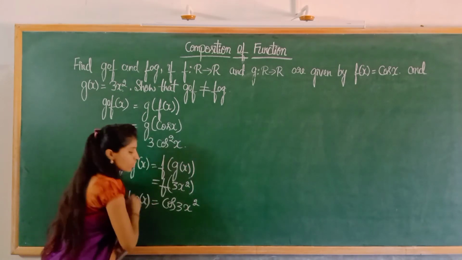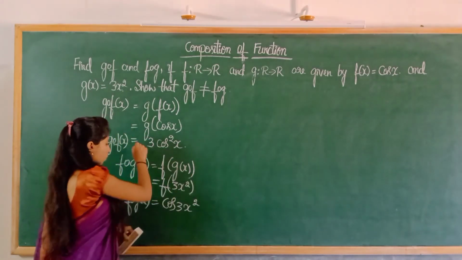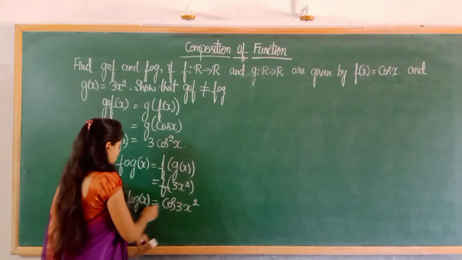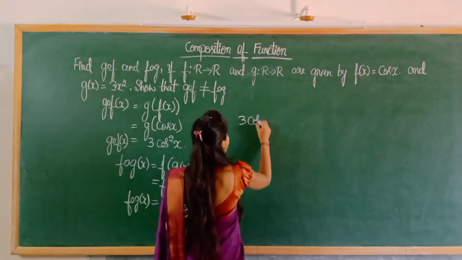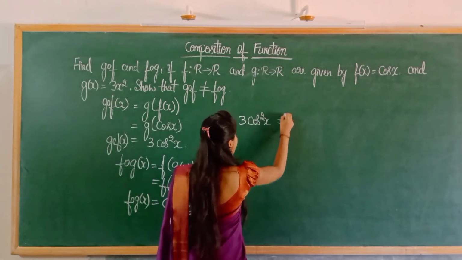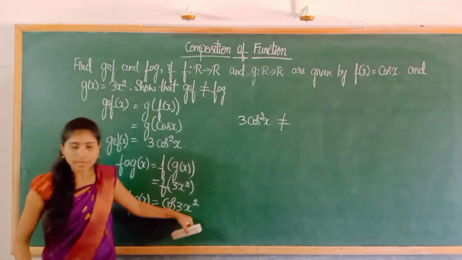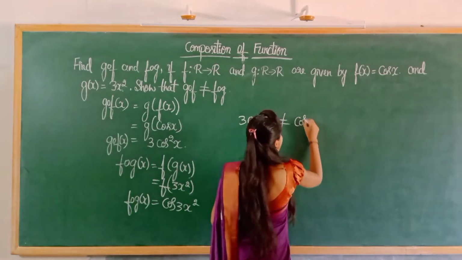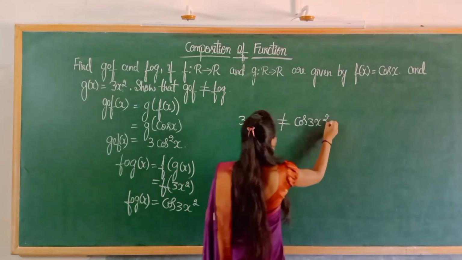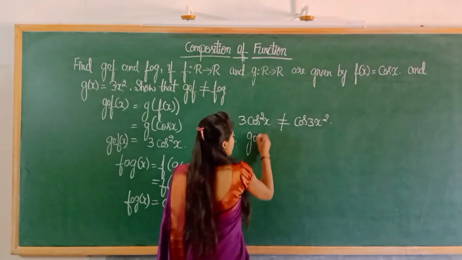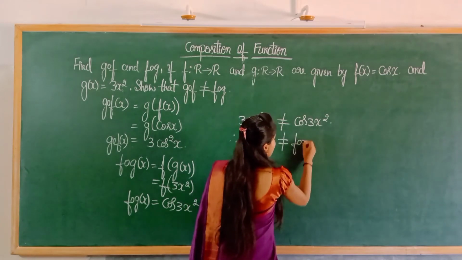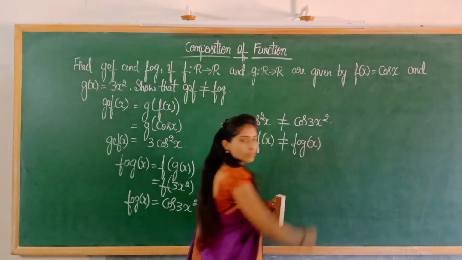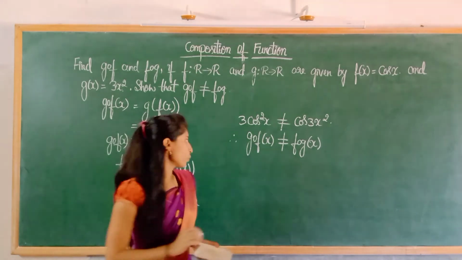See here, g composition f of x is not equal to f composition g of x. 3 cos square x is not equal to cos 3x square here. Therefore, g composition f of x is not equal to f composition g of x. Okay, we have proved. Then next problem.